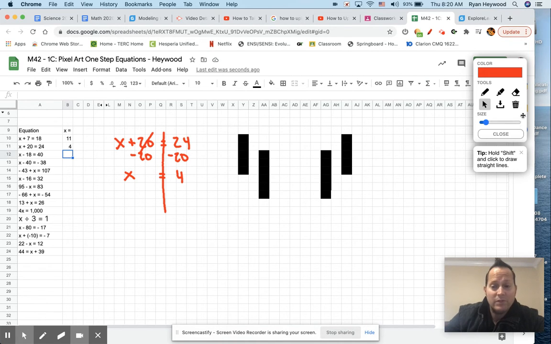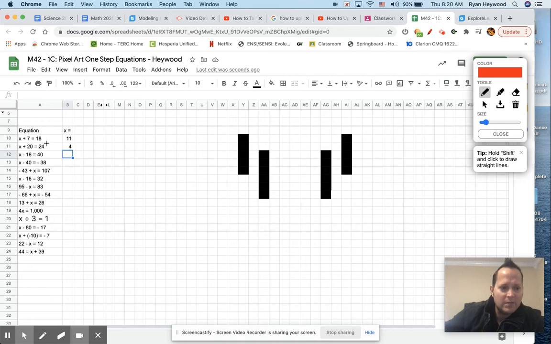One thing that I haven't been showing you that I do need to show you is you need to check your work. This sheet is tempting to not do it because the check is right there, but you need to get in the habit of checking your work. So let's do this next one, and I'll show you how to check your work. We have x minus 18 equals 40. All right, so pause the video, try this one on your own.